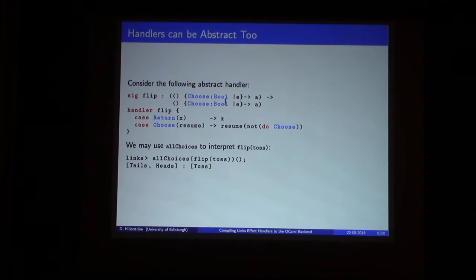And you might notice here now in the effect signature, choose appears fully present in both the input signature and in the output signature. And if you run that, then you get the composition here, all choices, flip, toss, then you get the opposite of what we had before.